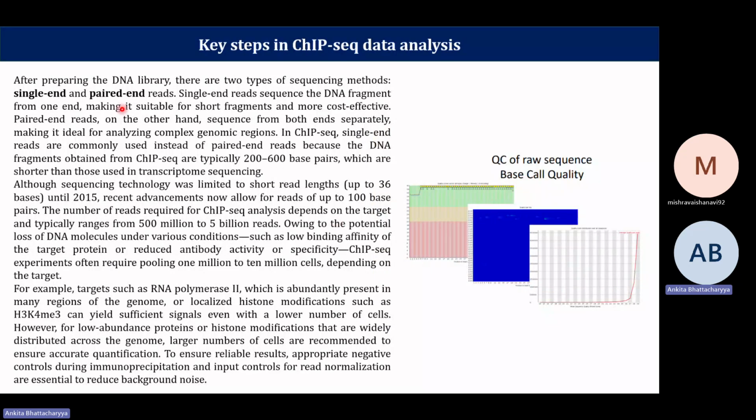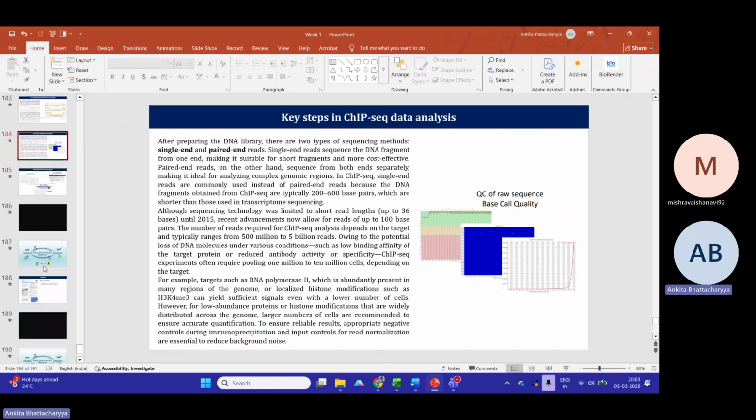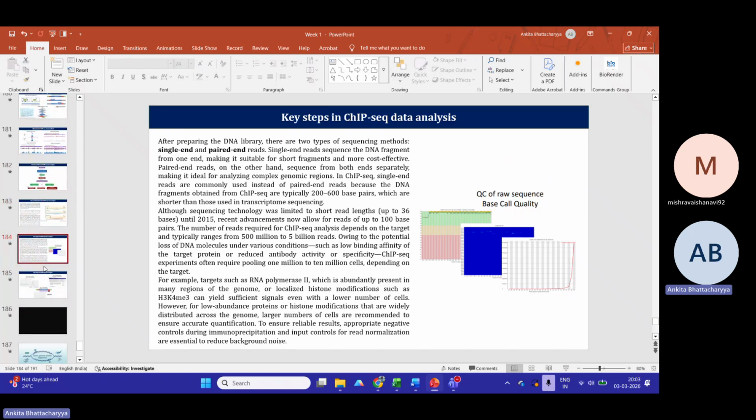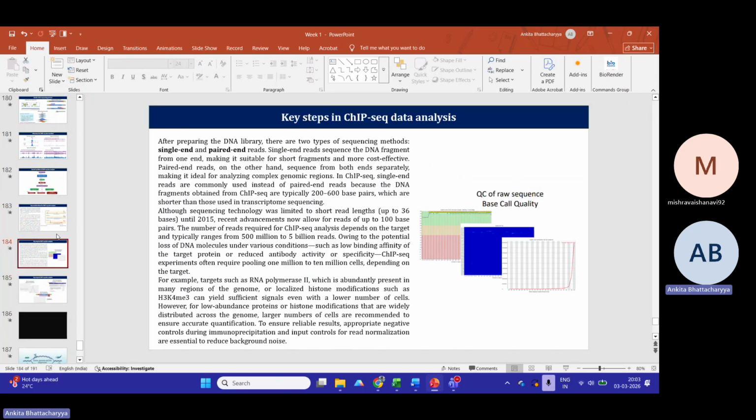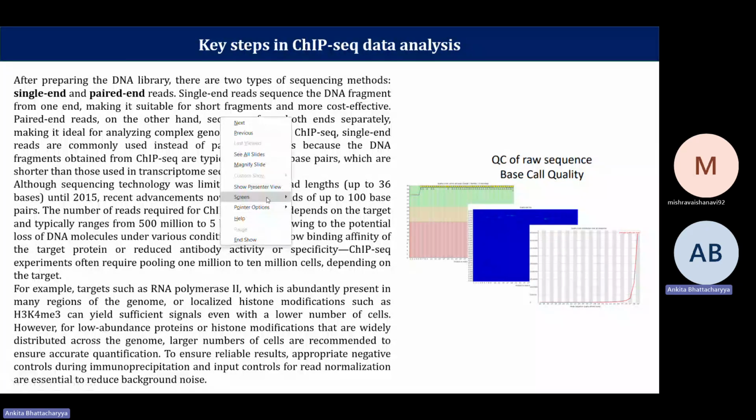Now, when we talk about ChIP-seq data analysis, there are two possibilities that you can proceed with. I don't think I have a lot more slides after this. Let me check. Yeah, just two slides after this. I think I could have included more information, but it's okay. We'll wrap up the class a little early then.